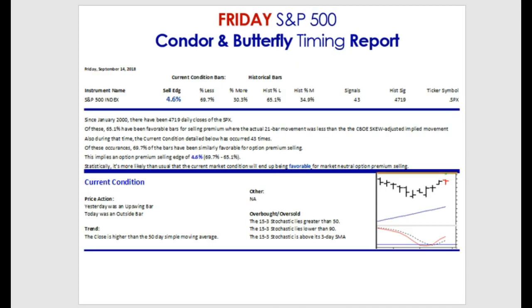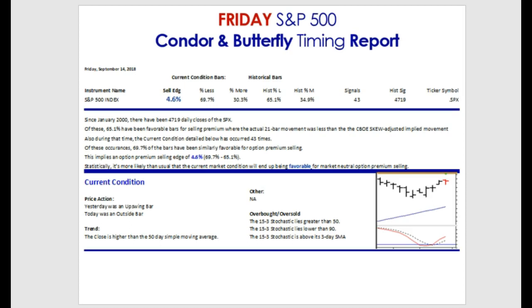This answers the question, is now a good time to put on or initiate a butterfly campaign or a Condor campaign? So since January of 2000, we've had roughly 4,719 daily closes of the S&P 500. Now, of these, 65.1% have been favorable bars for selling options premium, where the actual 21 bar subsequent movement was less than what was being implied by the SIBO's skew adjusted VIX calculation. So roughly almost 2/3 of the time the S&P gives us a bar which turns out to be favorable for doing butterflies and condors.